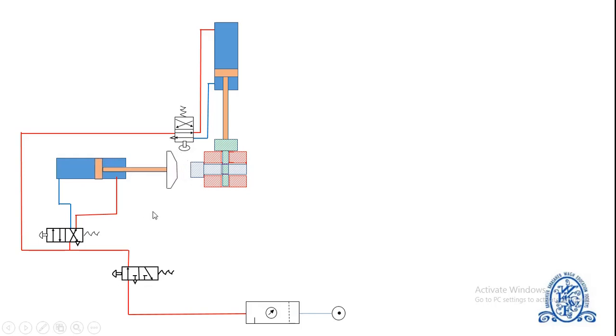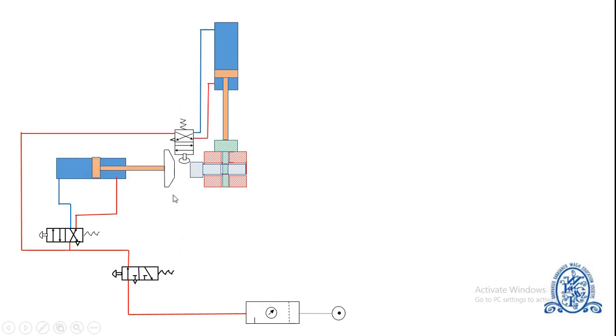As soon as the piston of cylinder 1 retracts, that resets the roller operated valve to its original position due to the spring force, and therefore that causes the cylinder 2 also to retract. So this is how basically we can design a sequencing circuit. Now we will discuss another example using pressure sequence valve for sequencing.